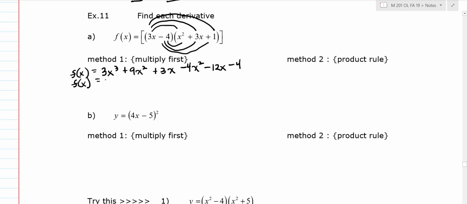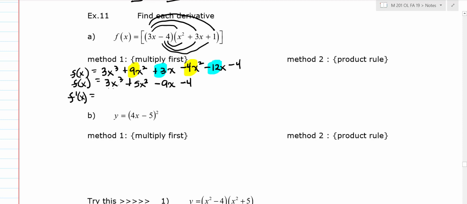So now what we get is 3x to the third. We've got like terms, so let's put these together. And notice these go together. So what I'm going to get is 9 minus 4 is 5x to the second. 3 minus 12 is minus 9x. And minus 4. So just multiply it out. This is one way to do the problem. Now let's go ahead and do the derivative.